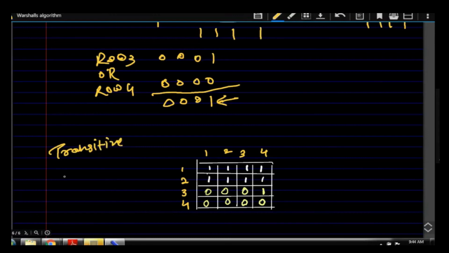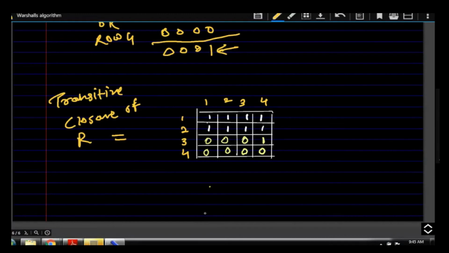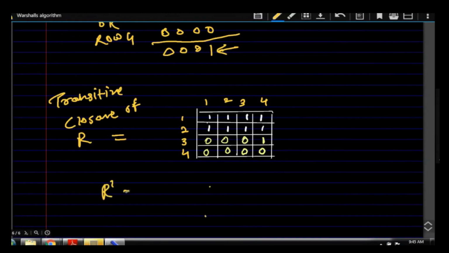Transitive closure of R is equal to this one. If you want to represent it using a diagram or ordered pairs, you can, or this much of an answer is sufficient. If they are asking for the ordered pairs, then we can write them here. So this R dash, that is the transitive closure, is equal to, let me write the ordered pairs: 1 comma 1, 1 comma 2, 1 comma 3 and 1 comma 4.